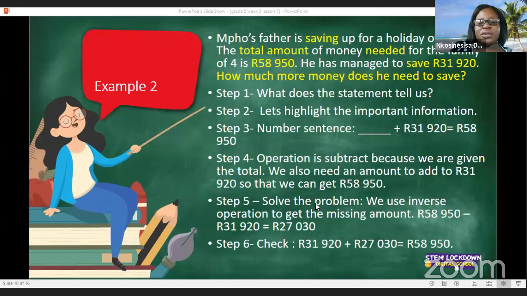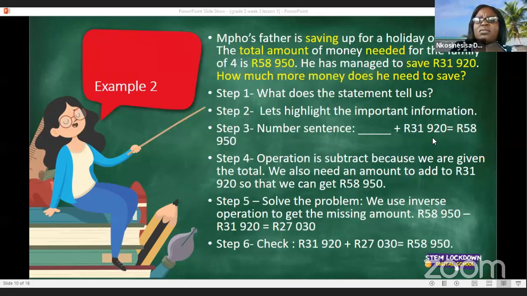So how do we solve the problem? We have to use the inverse operation to get the missing number. We wrote our number sentence here: blank plus 31,920 equals 58,950. Inverse operation means that instead of a plus, we now use a minus. So we say 58,950 minus 31,920.